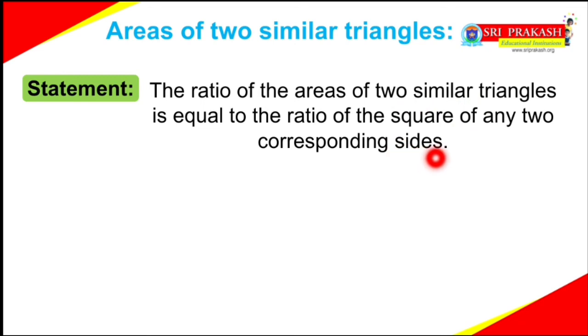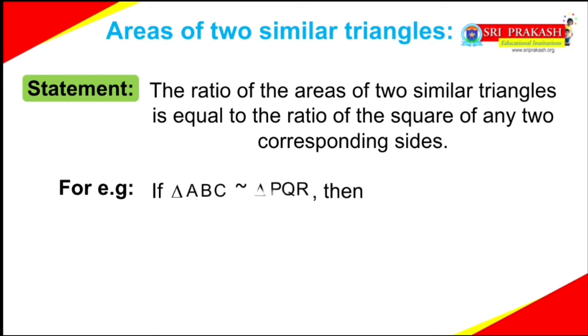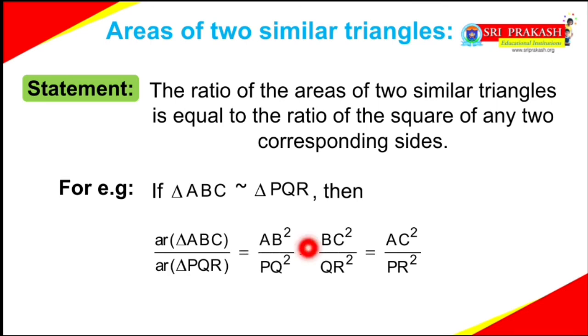For example, if triangle ABC is similar to triangle PQR, then according to this theorem, area of triangle ABC by area of triangle PQR is equal to AB square by PQ square is equal to BC square by QR square is equal to AC square by PR square.